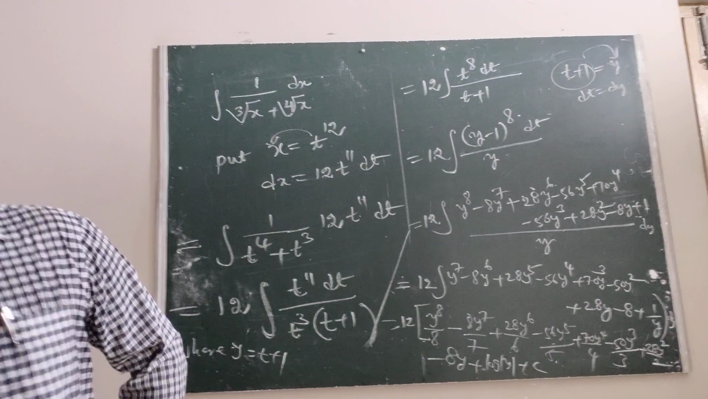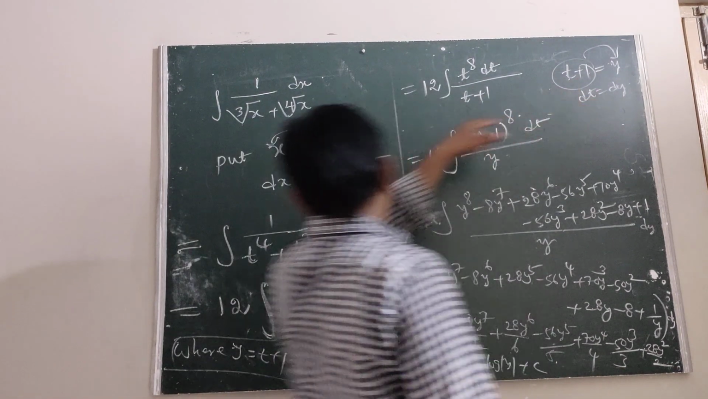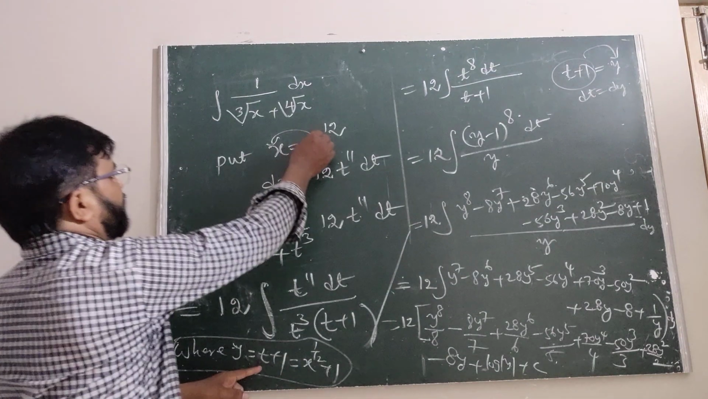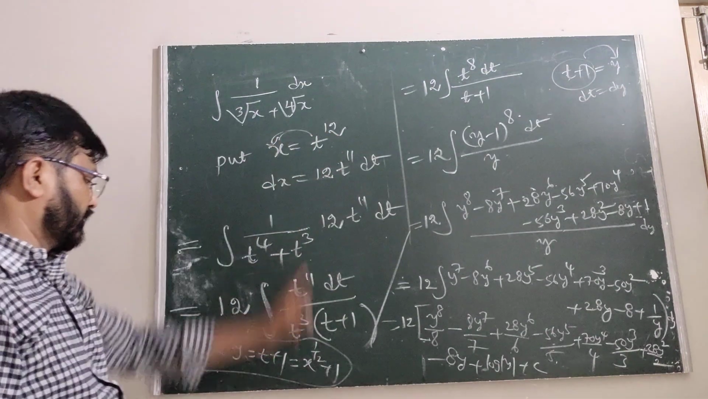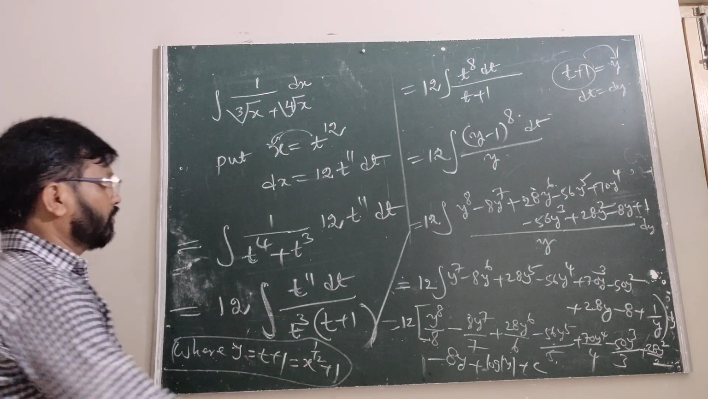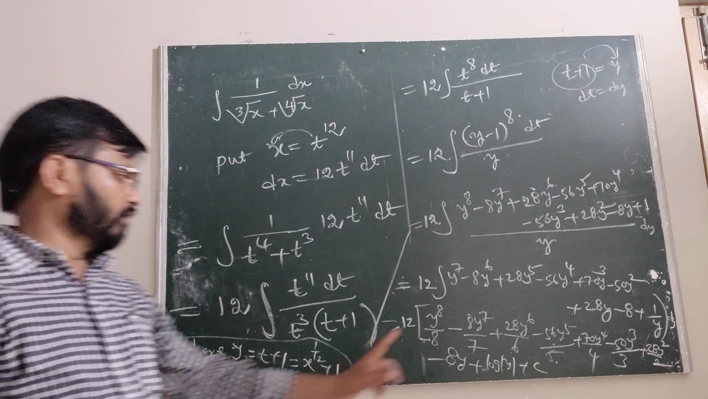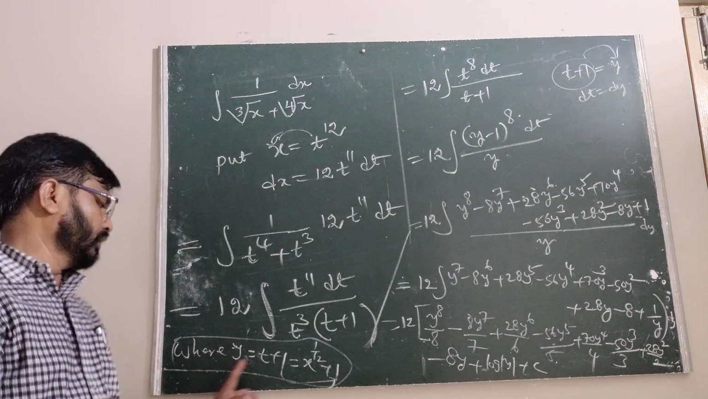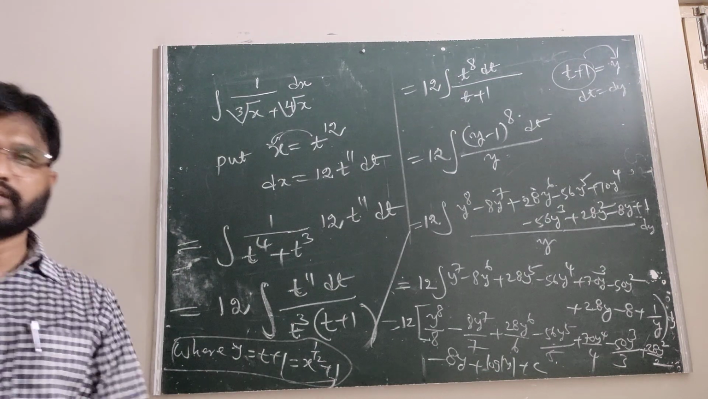Okay? Where y is t plus 1, but t is x power 1 by 12. The 12 is standing on the other side, x power 1 by 12. Therefore, plus 1 is there. This is the y. You can write y equal to t plus 1, t is x power 1 by 12. This is the solution. Okay.